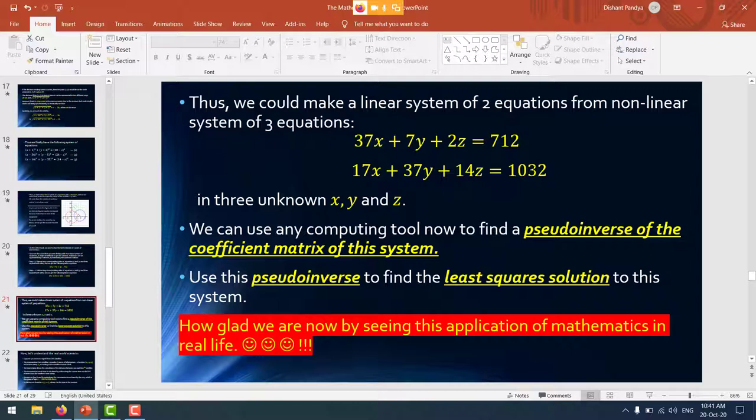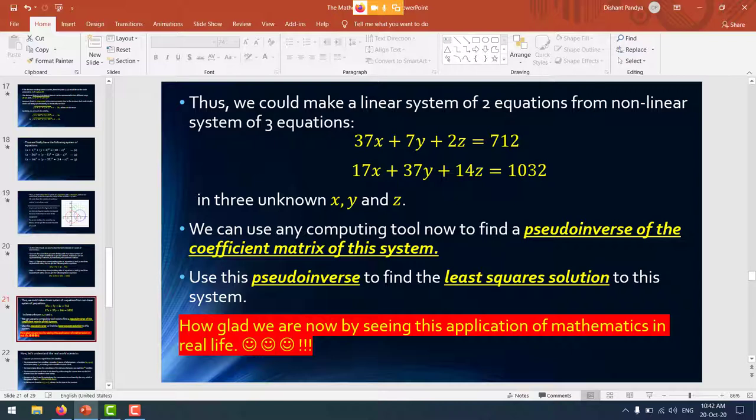Now one more thing I would like to introduce here is the concept of pseudo inverse of the coefficient matrix of the system if you want to find the solution. Now how do we find pseudo inverse? It's a different story. It's basically matrix theory, okay? You need to take the transpose of a matrix and then multiply it with the original matrix, and you will have a square matrix, and then take the inverse and then multiply with the transpose, something like that. So you will get the pseudo inverse.